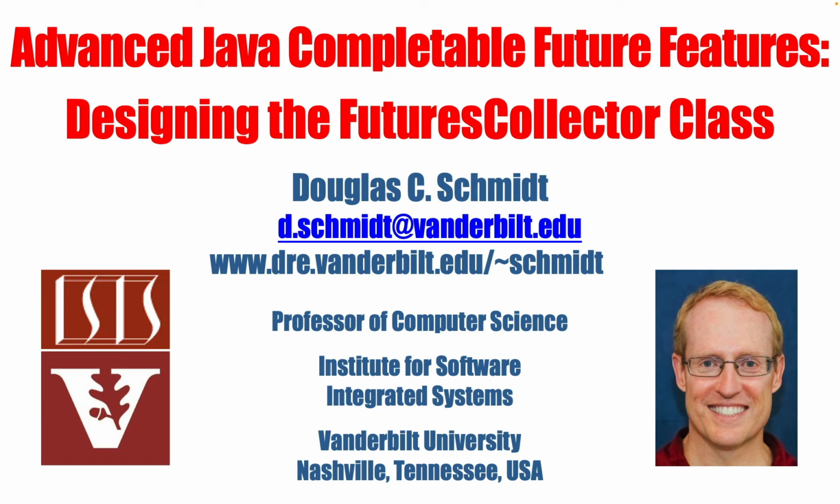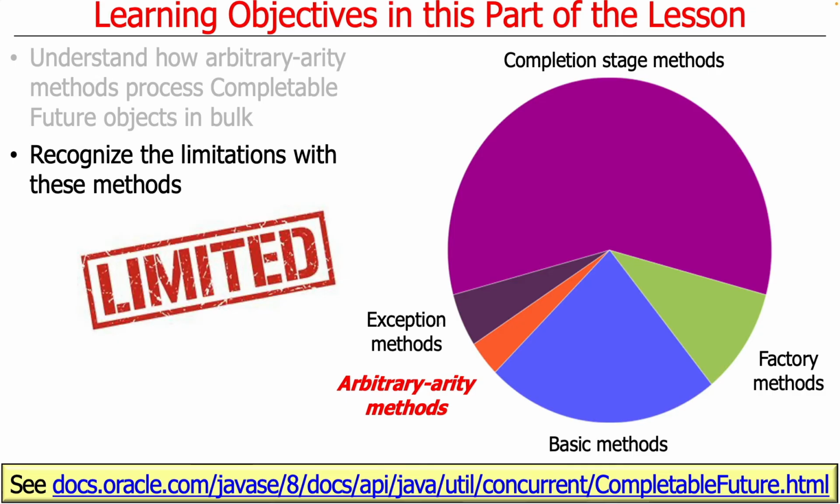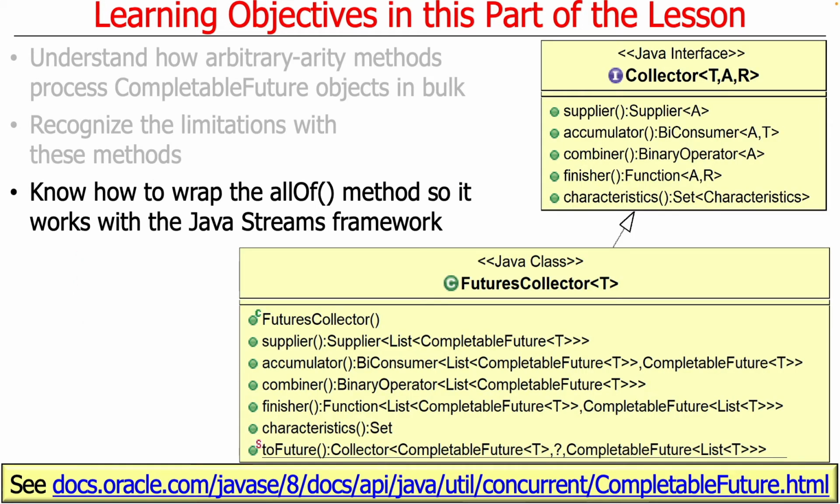So as I mentioned in the previous part of this lesson, the arbitrary-arity methods are powerful, but they're a little bit cumbersome to program. And so we're going to begin our discussion of how to address those problems with the tedious and error-prone nature of allOf by discussing the design of something called the FuturesCollector class. In this part of the lesson, we're first going to talk about the limitations of the arbitrary-arity methods that motivate the need for a wrapper. And then we're going to talk about how to design the wrapper. And then the next part of the lesson will show the implementation of that wrapper.